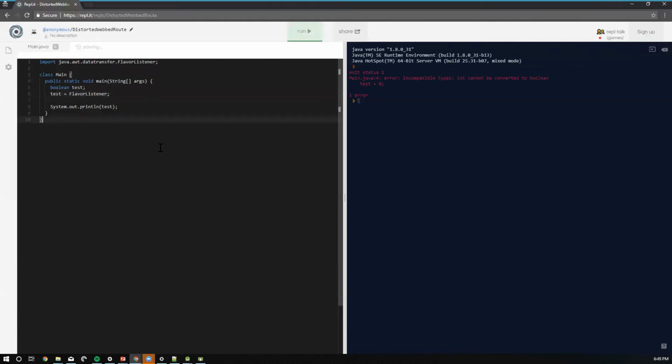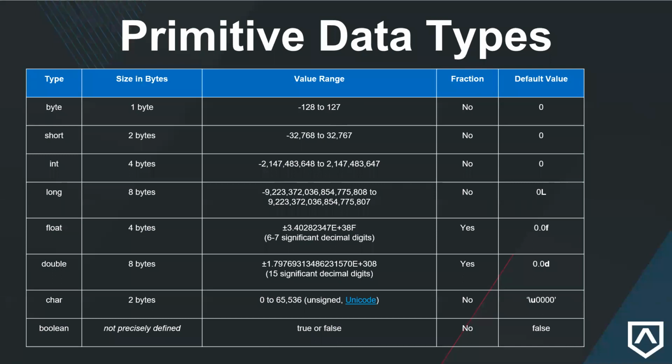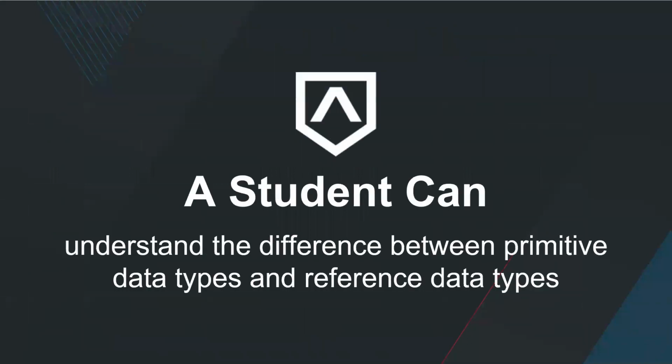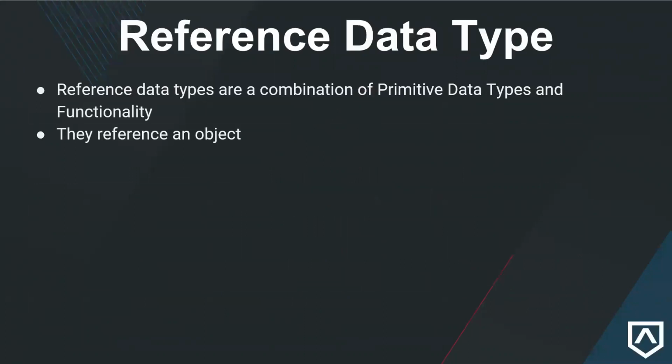So now let's go back, and we're going to see what an object is. Just got a bit more time on there. So we're going to understand the difference between primitive data types and reference data types. A reference data type is also known as an object. And they are a combination of primitive data types and functionality. So they have multiple members.